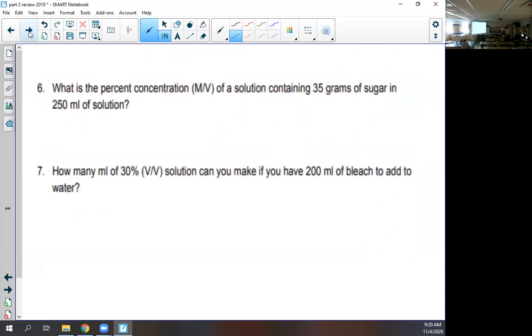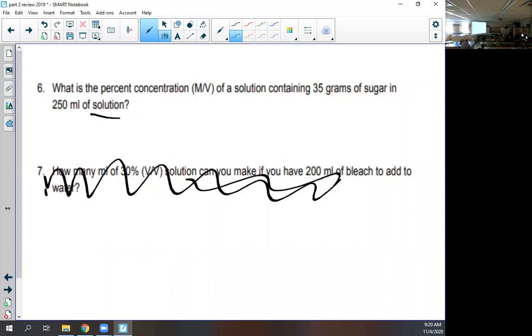All right, next. Percent concentration M over V. It gives you solution. Are you going to add? No. Don't worry about number 7. There's not one like that on the test. So just do number 6. You want it in milliliters on this one. Well, anytime you're going to do molarity, then you have to be in liters. Percents will always be in milliliters.